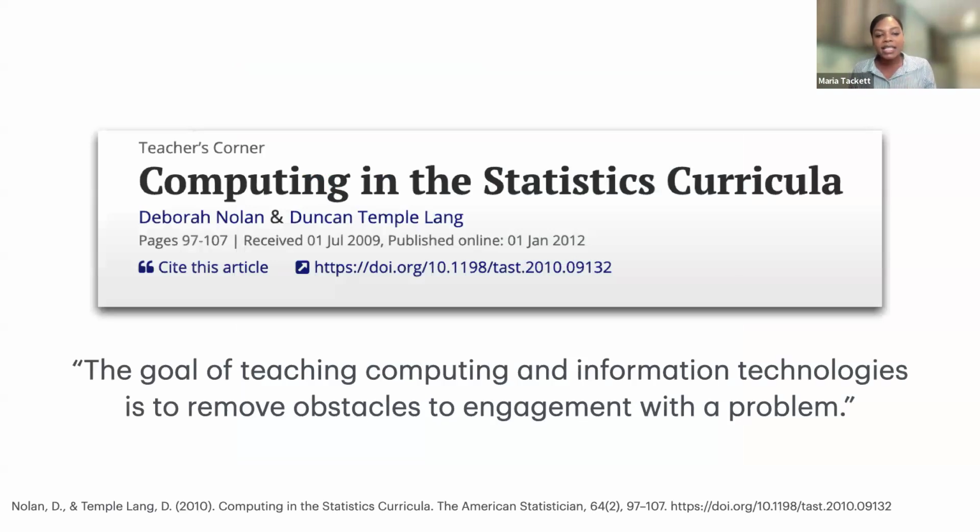And so as stated in the 2010 paper, Computing in the Statistics Curricula, one of the primary goals of teaching computing and information technologies is to remove obstacles to engagement with a problem. In addition to students learning how to use these professional tools and learning computational thinking, the computing gives students the tools they need to engage with some of that messiness that may occur as they're working with quote unquote real world data.